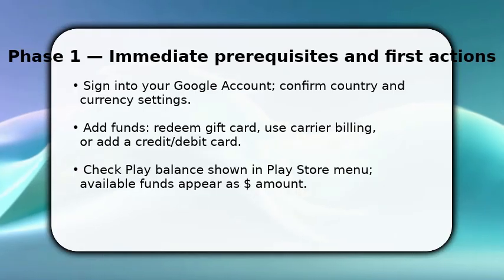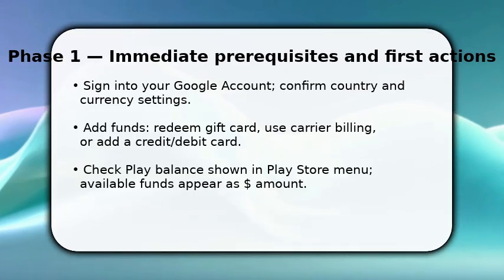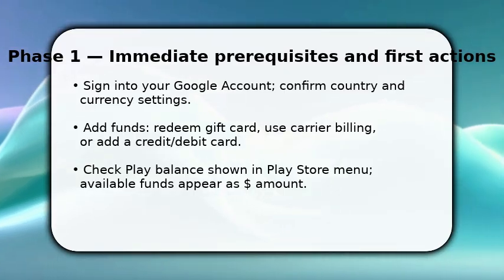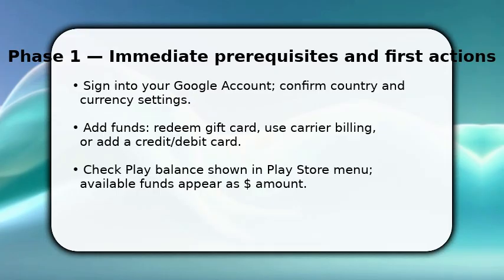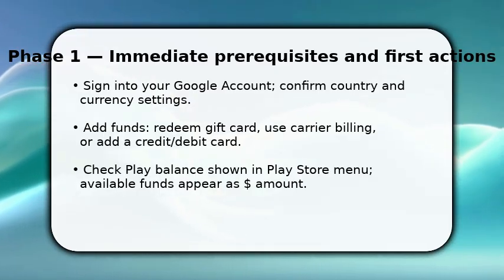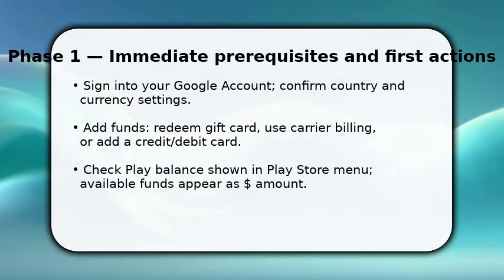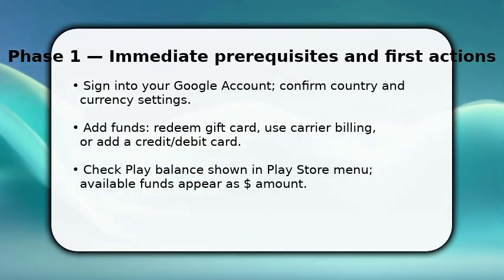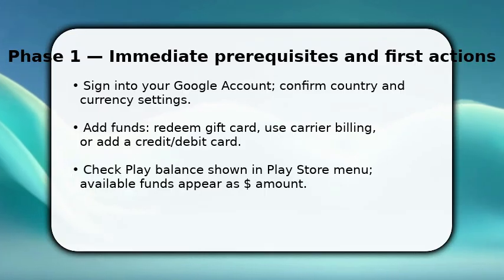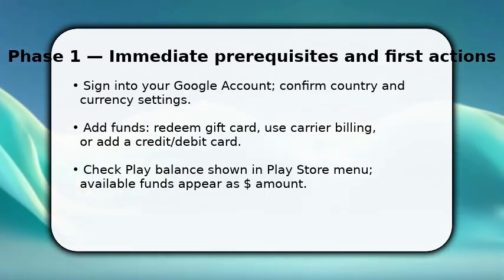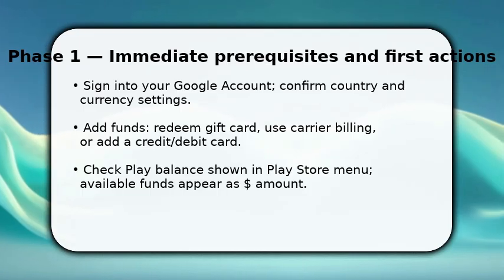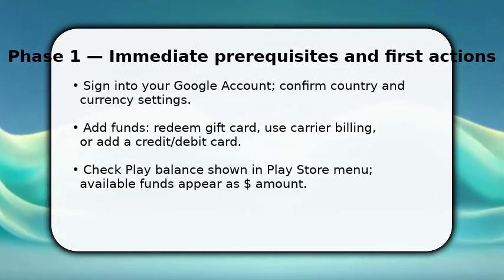You begin by verifying essentials. Sign into the Google account tied to the Play Store and make sure the country and currency match where you want to spend. Next, add money now, redeem a gift card, enter a payment card, or use carrier billing. Each method updates your Play balance. Once done, open the Play Store menu and view your balance as a dollar amount. This ensures the funds are ready and prioritized before you attempt purchases or subscriptions.